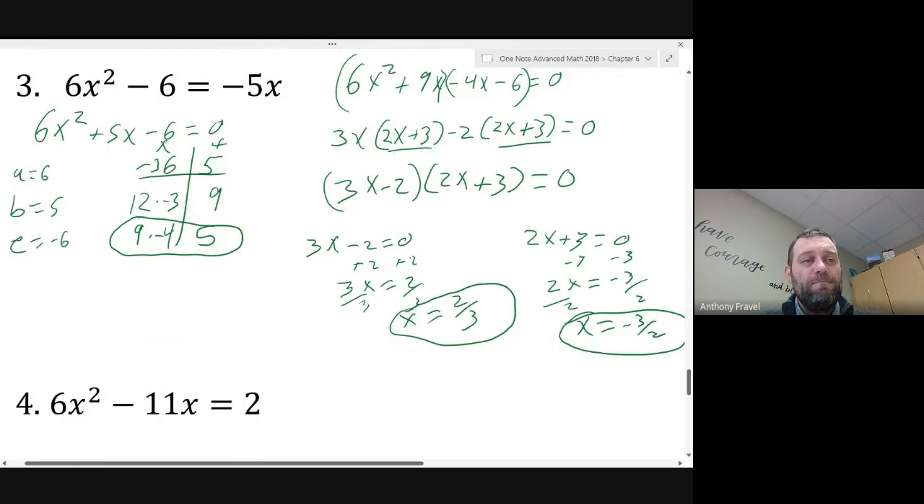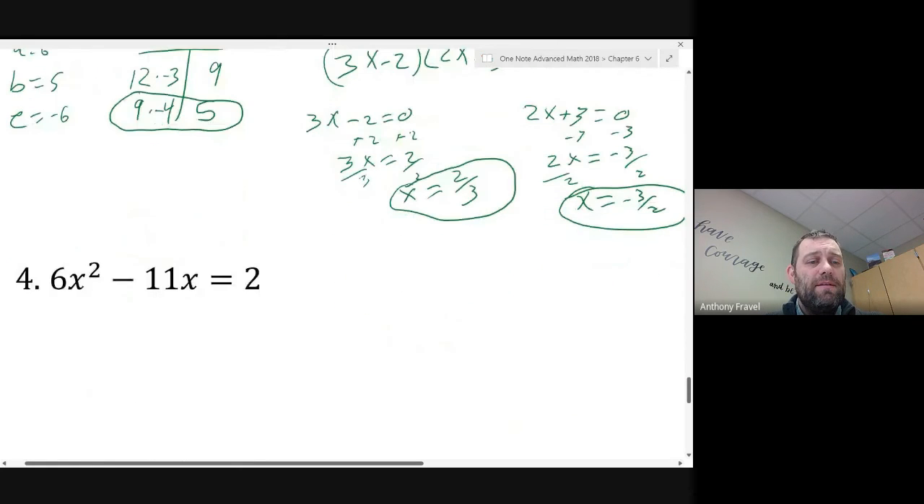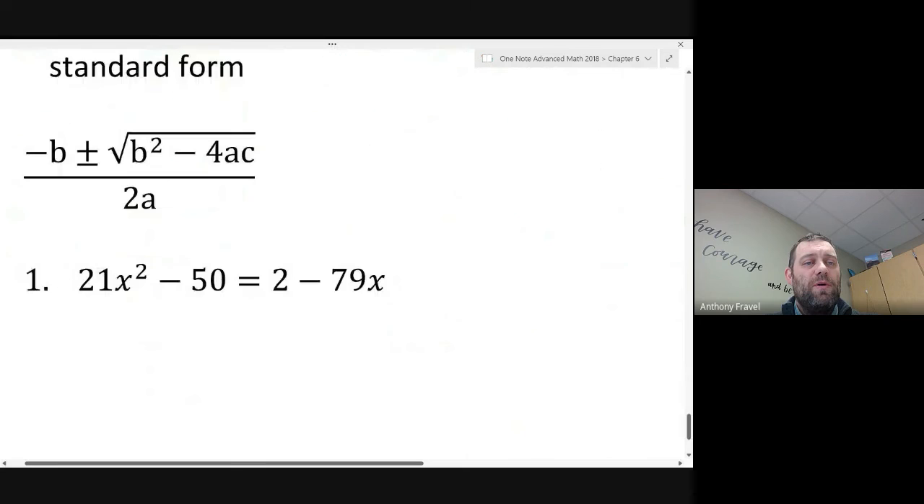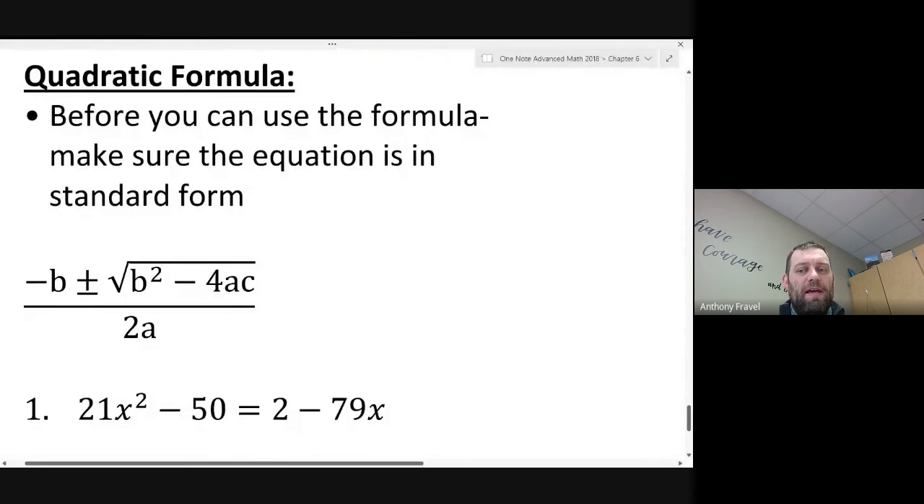Okay? I'm not going to do number 4. It is the same as those ones before. All right, on to the very last part of the assignment, which is going to be quadratic formulas. Okay? Again, it says make sure the equation's in the standard form.